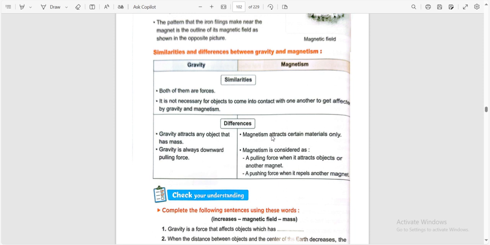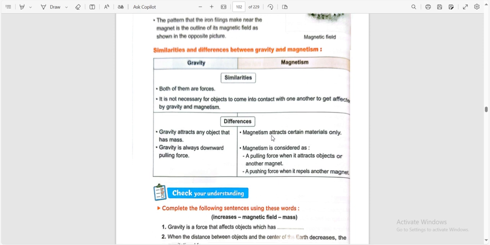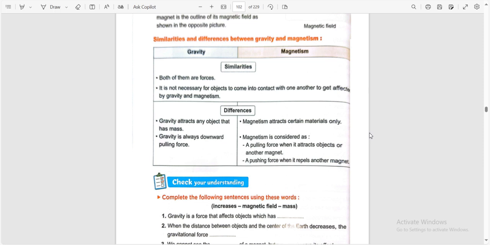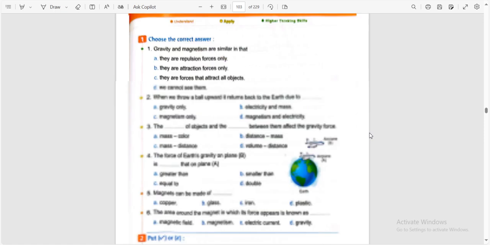But magnetism attracts certain materials only, not everything like gravity. Certain materials, we said that they have to be made of iron, cobalt, nickel, or steel, which is another kind of iron. And magnetism is considered a pulling force or a pushing force when it's repelling another magnet. So it can be pulling or pushing. Good.